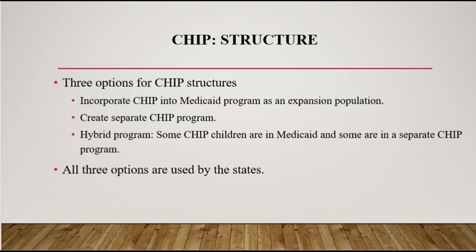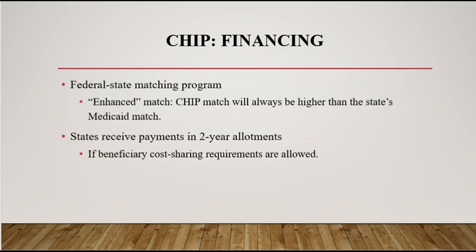All right, now in the next slide, we very briefly touch on financing regarding CHIP. So the federal and state governments have matching programs, which means it's like an enhanced match. The CHIP match will always be higher than the state's Medicaid match. And states receive the payments for the CHIP program in 2-year allotments.